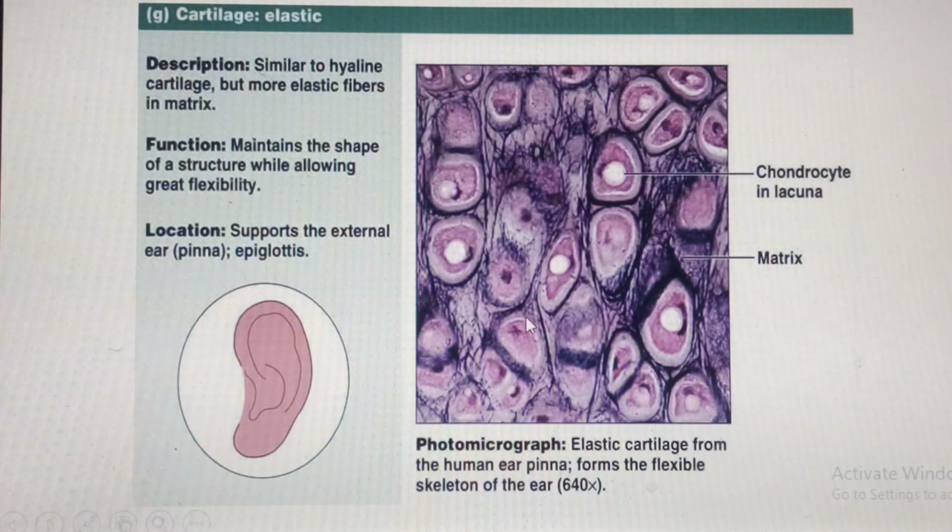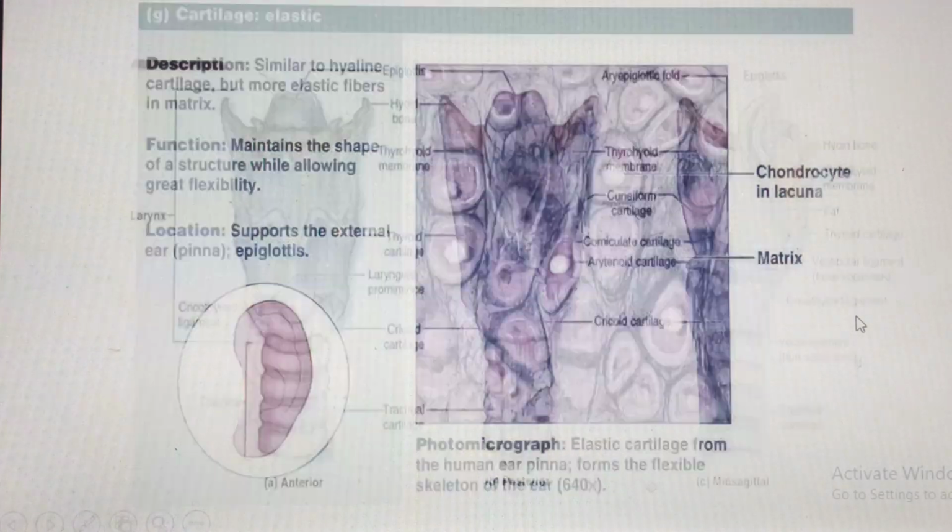Areas where we can find elastic cartilage include the pinna of the ear and, of course, the epiglottis. If this kind of cartilage is present, it confers elasticity. And we've already said that although it's avascular, it is endowed with perichondrium, so that through the outer fibrous layer of the perichondrium, it will get some nourishment.